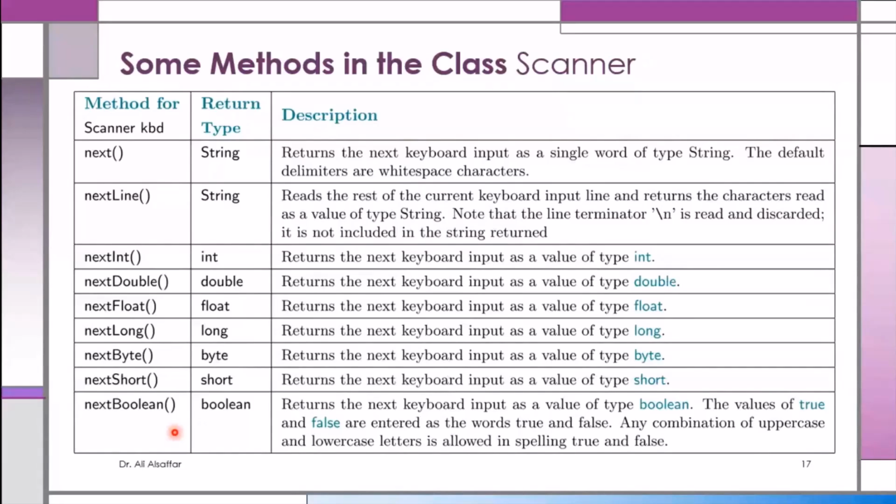For nextBoolean, this will be covered in chapter number 3. In chapter number 3, we will cover Boolean data types, and we will talk about it more. Although we don't need to read any Boolean data type, true or false, from the user right now, whenever that time comes, we will talk about it.